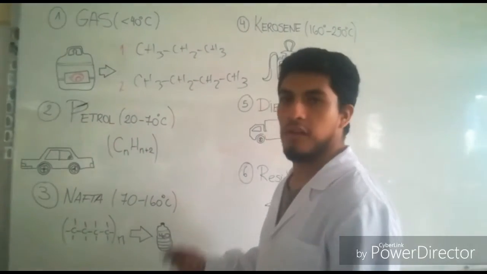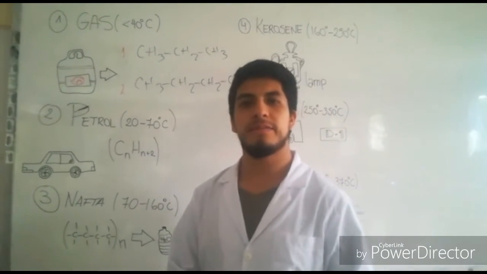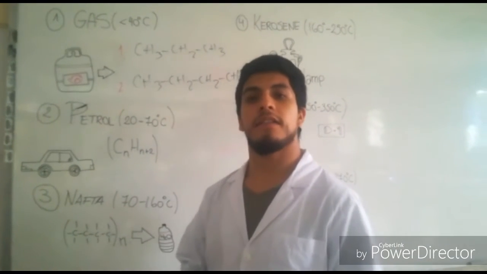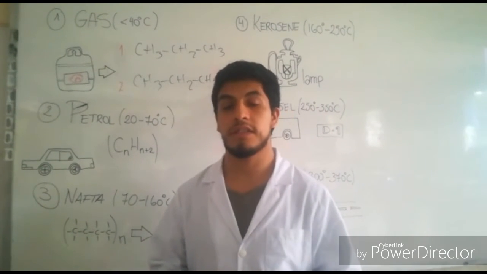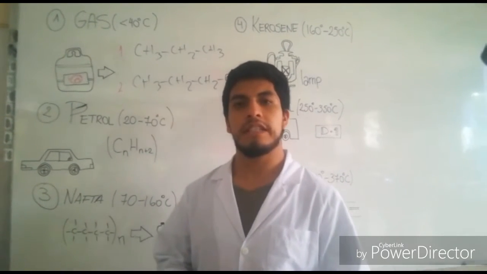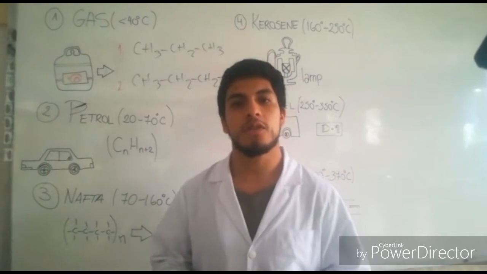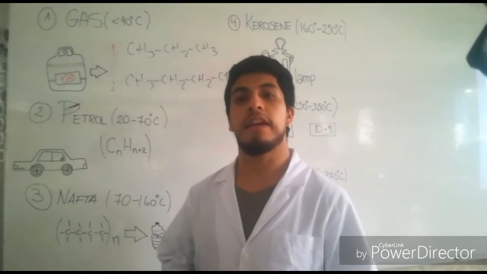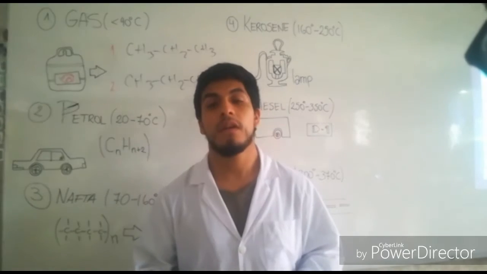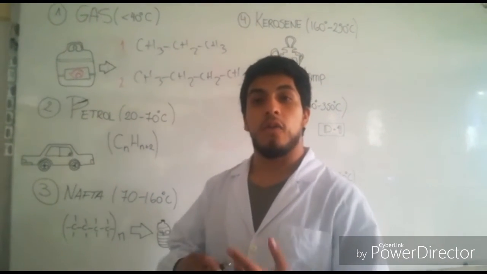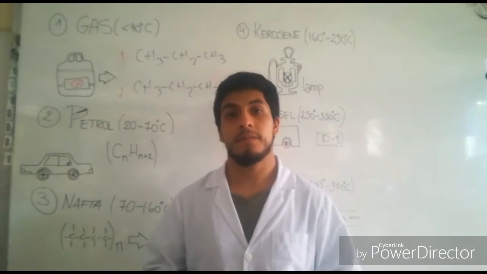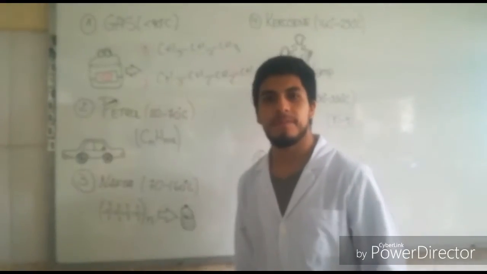Let's talk about petrol. Petrol is between 5 to 7 carbons in length. It is still a fraction of small chain hydrocarbons, and therefore these evaporate at a low temperature and are easily ignited. This makes it very useful as a fuel in the internal combustion engine of a car.